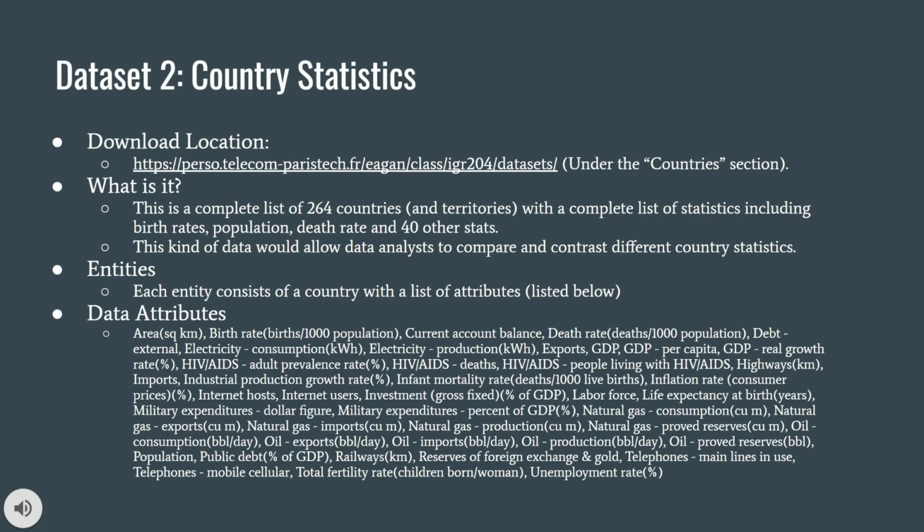As for the second data set, we did country statistics. This is a complete list of 264 countries and territories, with a list of statistics including birth rates, population, death rate, and tons of other attributes. Each entity consists of a country or territory with a list of attributes as listed below.